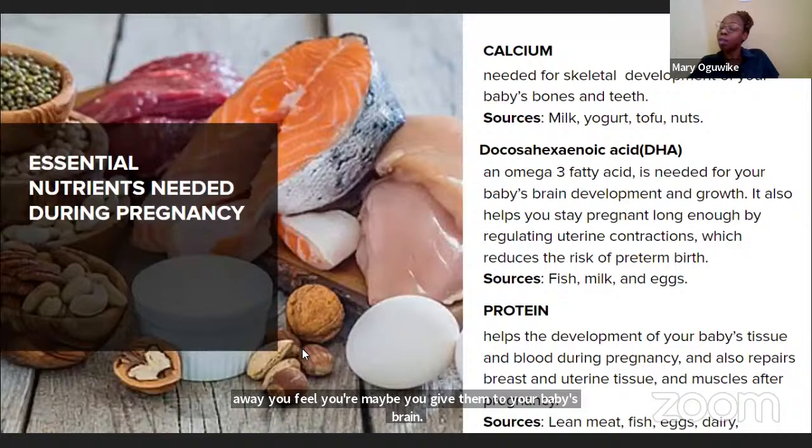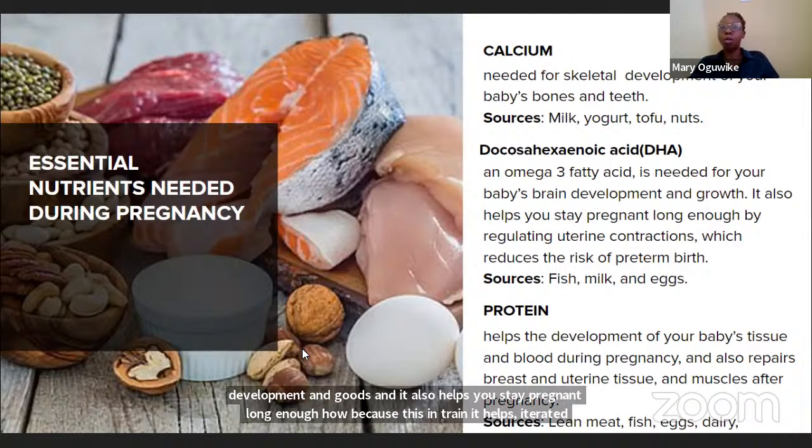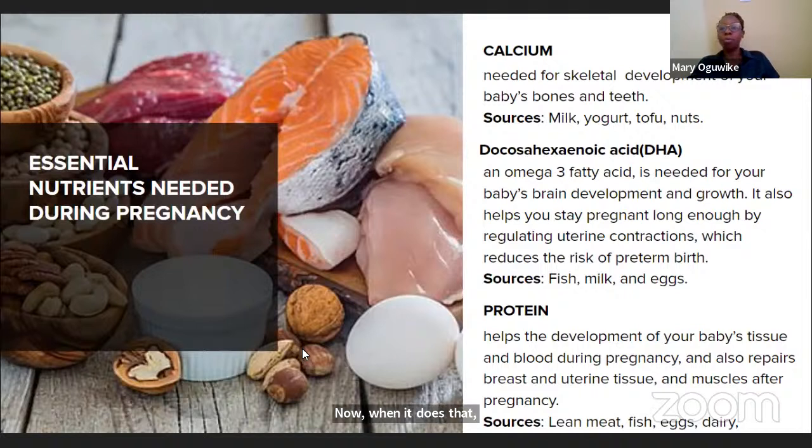And it also helps you stay pregnant long enough. How? Because this nutrient helps to regulate uterine contractions. Now, when it does that, it reduces the risk of preterm birth. So if you're able to take this nutrient in your diet, it will help to prevent premature labor, because when premature labor happens, you end up giving birth to a preterm baby. So this nutrient also helps you to stay pregnant long enough. And we have the sources in the picture as well.